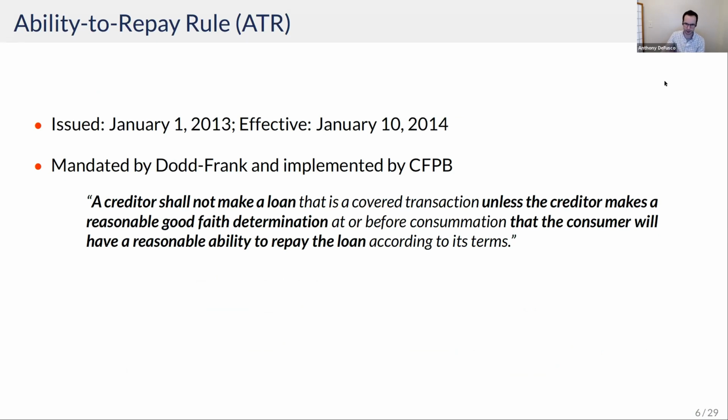The Consumer Financial Protection Bureau was the regulator in charge of implementing this policy. And at a high level, what the policy did was essentially outlaw making loans to borrowers that the lender hasn't made what the law is going to call a reasonable good faith determination of the borrower's ability to repay that loan. So it's now illegal to make loans to borrowers that you know the borrower won't be able to repay.